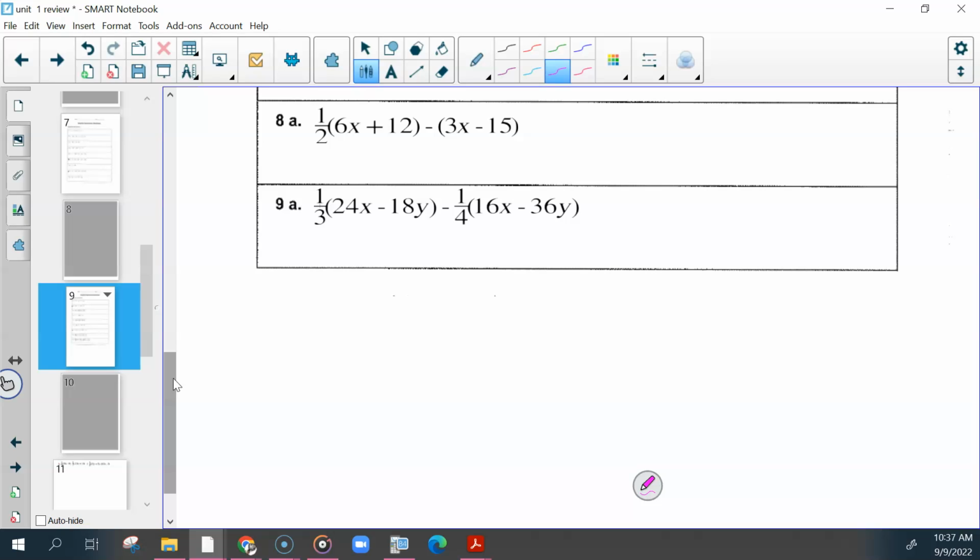Use your calculator. You can most likely do it by hand. Remember that here you're really dividing. If you don't have anything here except 1, I can think about this like 24 divided by 3. Well, that will give me 8, and I would just bring down my x. Negative 18 divided by 3 would give me negative 6, and I would just bring down my y. 16 divided by a negative 4, because the fraction is negative, would be a negative 4x. Negative 36 divided by negative 4 will give me a positive. Be careful with your signs. Always double check your math.